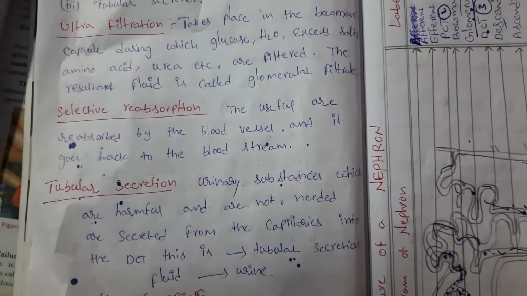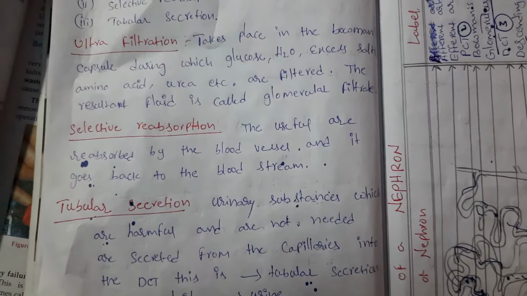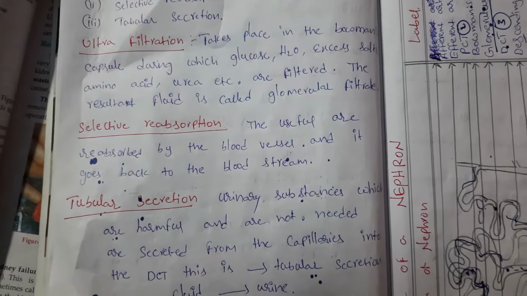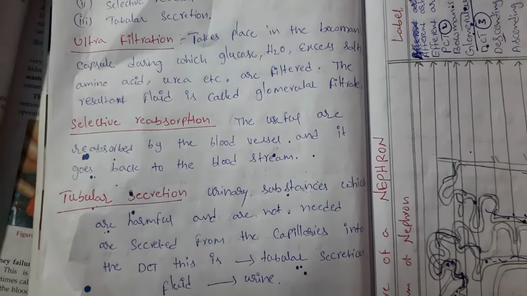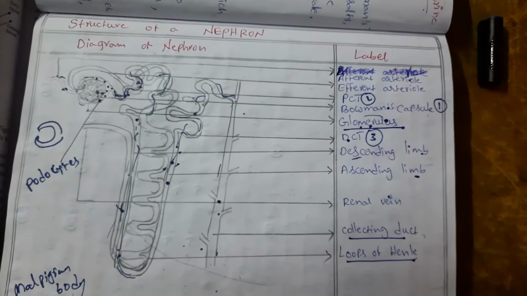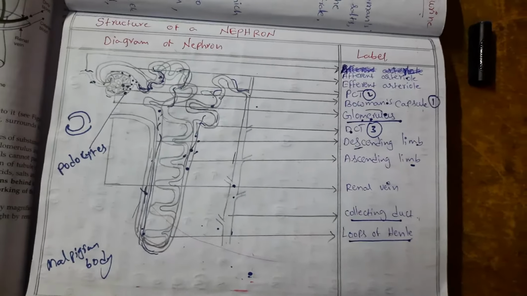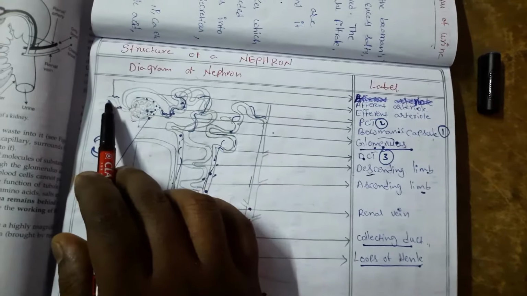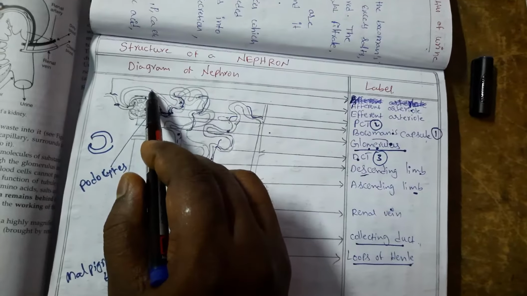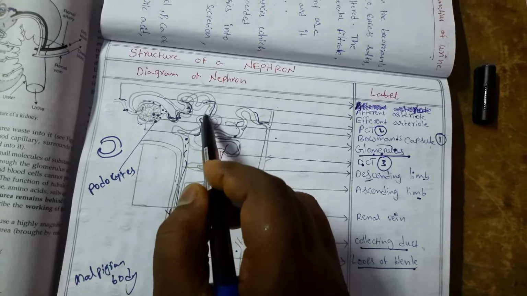Second one, selective reabsorption. The useful substances are reabsorbed by the blood vessels and go back to the bloodstream. What is reabsorption here? This is the afferent arteriole. The afferent arteriole is a blood capillary.